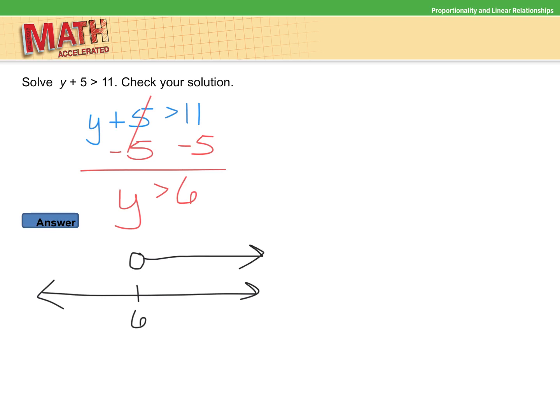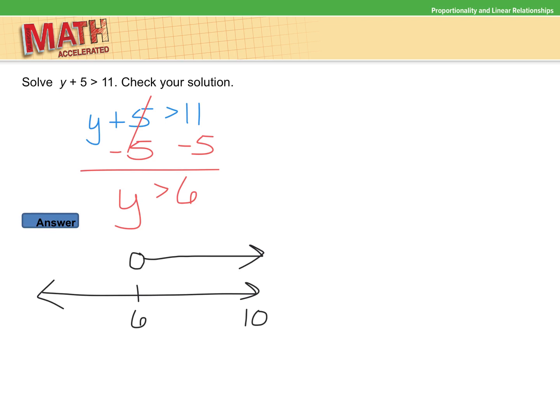How can I check if I just graphed this right? The arrowhead is pointing the same way as the sign. You can use that, but I'm going to pick a value. 10's over here, right? Plug 10 in. Is 10 greater than 6? Yes, so I know I graphed it right.